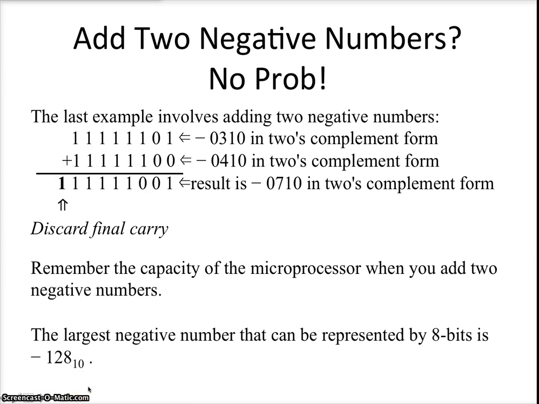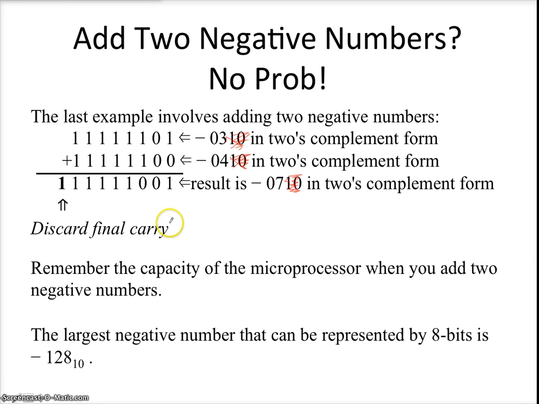So the last example is adding 2 negative numbers, all right? So, oops, this should be 3. I don't know what happened here. This should be -3 in 2's complement form, and -4 in 2's complement form. And that should give us a -7 in 2's complement form.